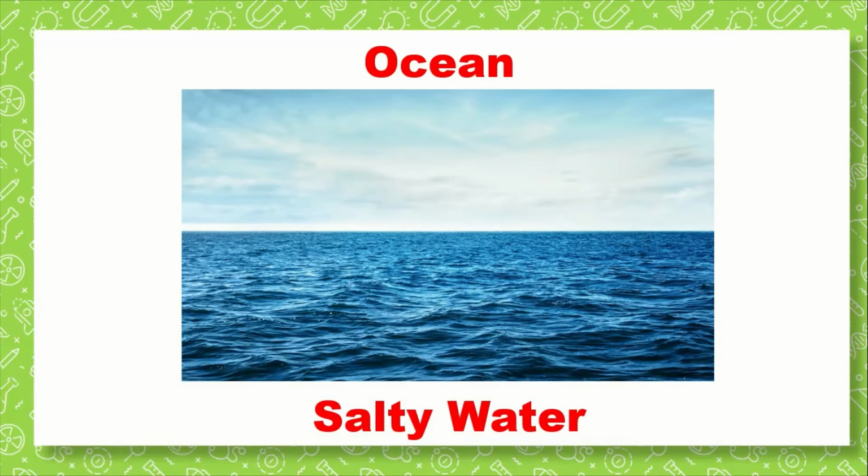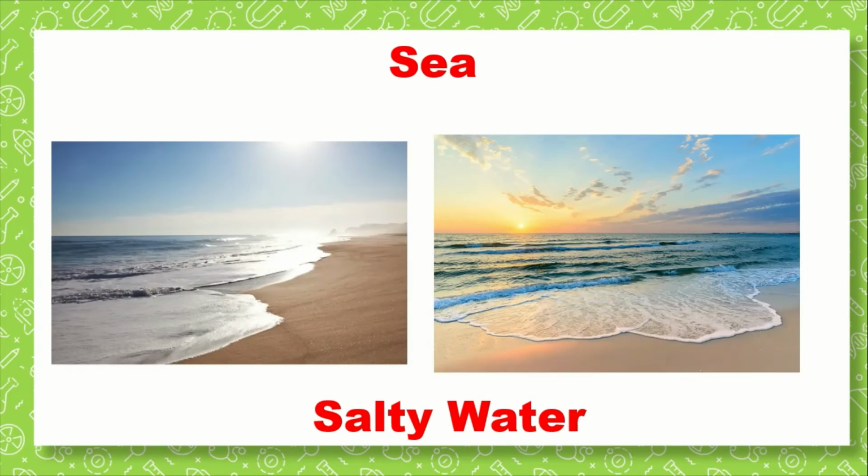Next is ocean. We can bring water from the ocean, but the problem is that the water in the ocean is salty. We cannot drink salty water. We can only drink fresh water. So if we're going to take water from the ocean, we have to clean it first using a machine. Next is sea. There is also a sea. What is a sea? It's a part of the ocean that's connected to land.